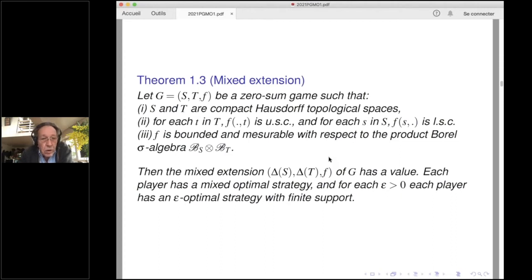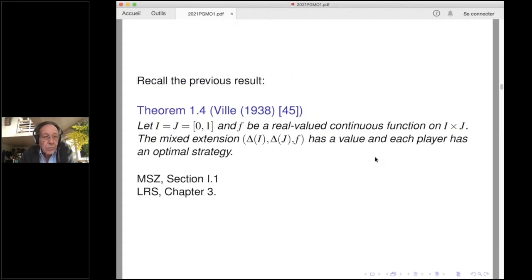So the mixed extension allows us to convexify the set while keeping the topological properties. So if I look at delta of S, delta of T, it's convex and compact. And now the function was upper semi-continuous. The extension will still be upper semi-continuous, but it will be linear. So in particular, it will be quasi-concave or quasi-convex. Okay. And so the mixed extension has a value. And in addition, each player has a mixed optimal strategy, and for each epsilon, an optimal strategy with finite support.